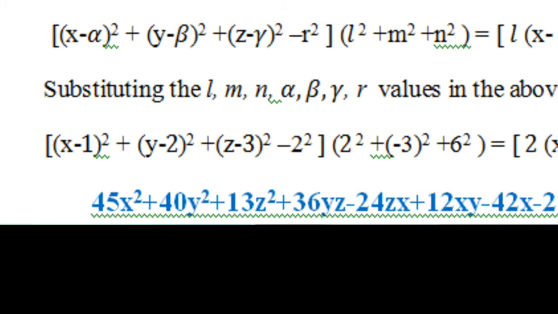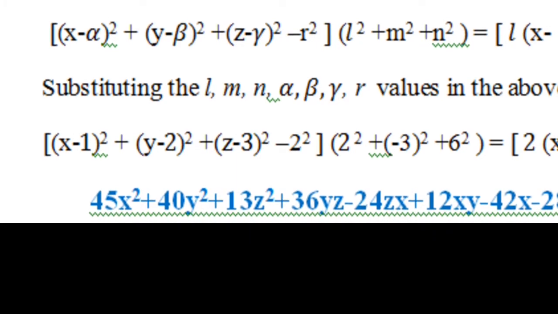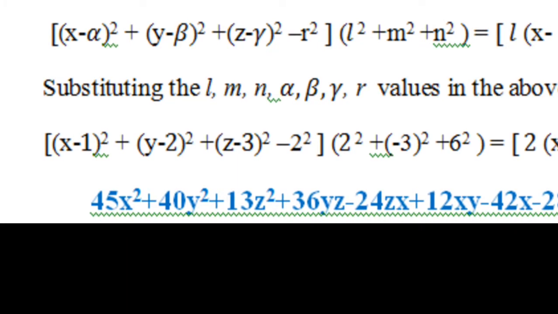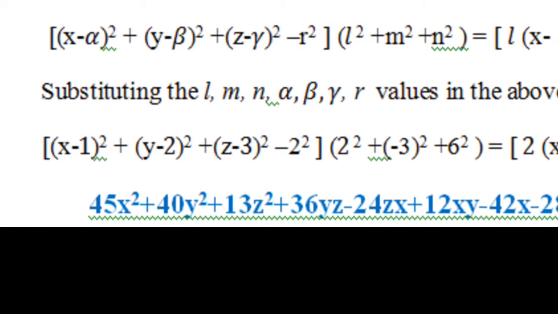So this is the equation to the right circular cylinder. So here you have to practice well how to expand and simplify the equation. This is the major part in finding the equation to the right circular cylinder.